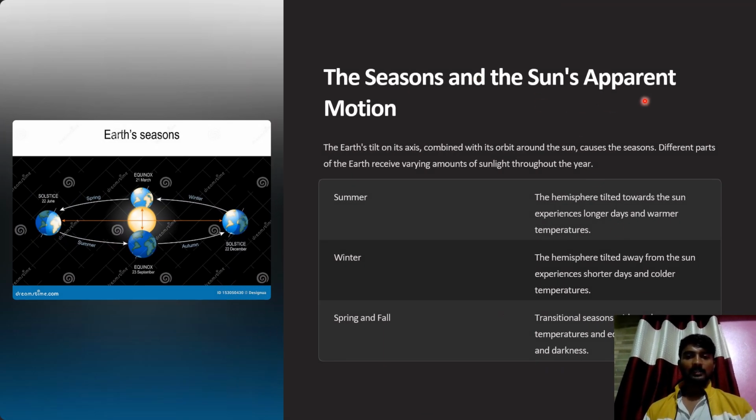The seasons and the sun's apparent motion. The Earth tilts on its own axis, and combined with its orbit around the sun, this causes the seasons. Different parts of the Earth receive varying amounts of sunlight throughout the year.